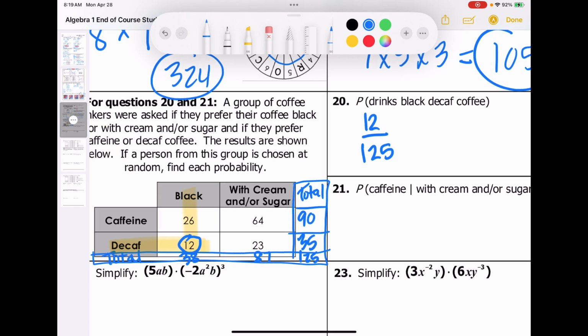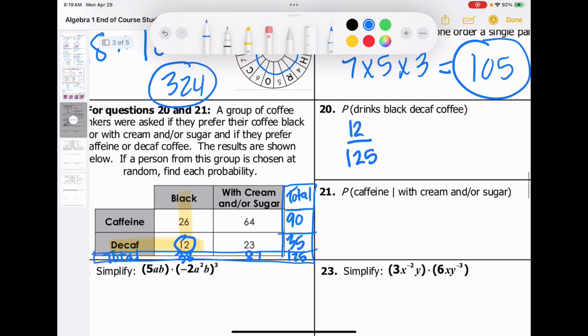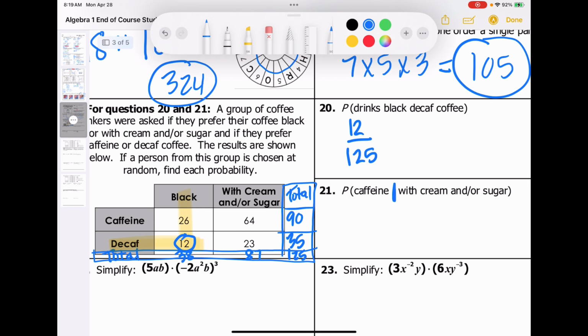Number 21, it says, what's the probability that they have caffeine given that it's with cream and or sugar? So remember, when that bar is there, this total goes on the bottom of my fraction. So the total for cream and sugar is 87. Okay, so out of those 87, how many have caffeine in their coffee? 64. And then you'll also need to make sure that that fraction is simplified.